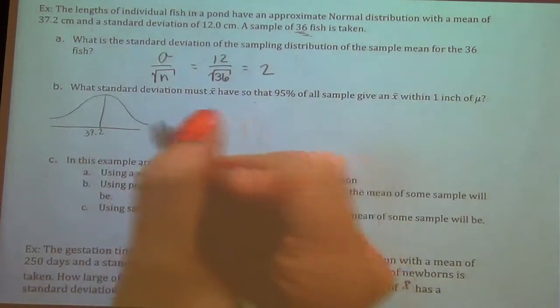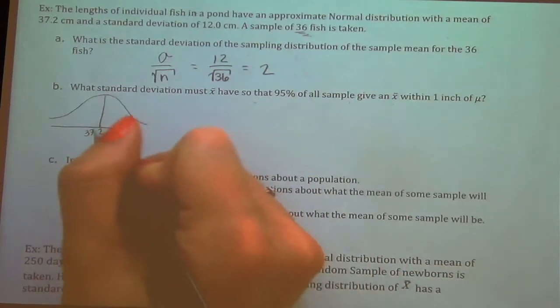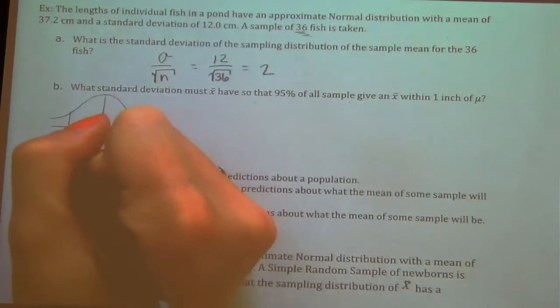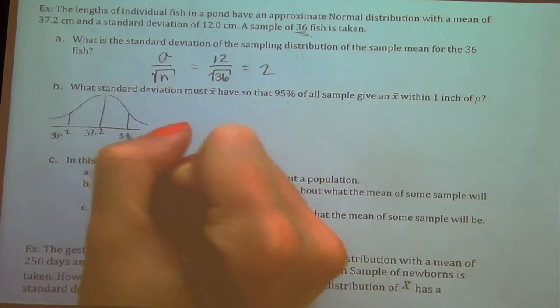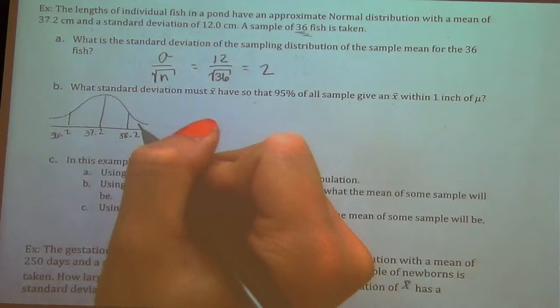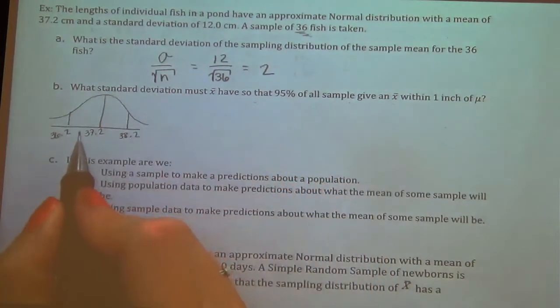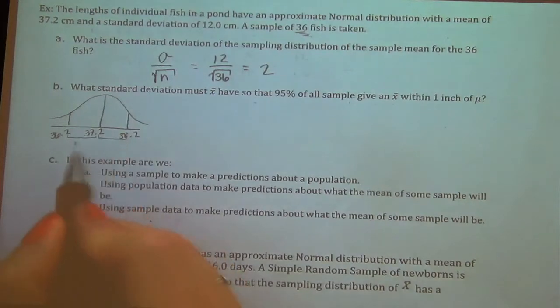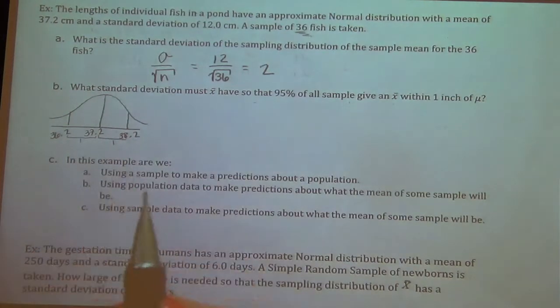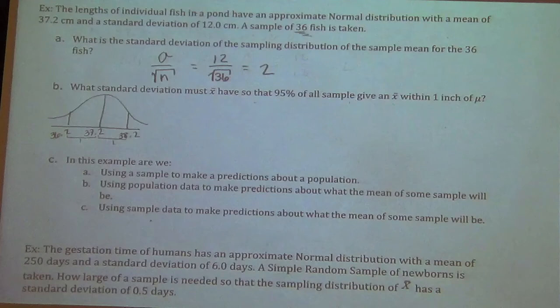Okay, I know that if I'm within 1 inch of the mean, then that would be 36.2 over here, just subtracting 1, and 38.2 over here, just adding 1. So I know that in between here, this is 1 inch, right? So I have 1 inch, 1 inch. Okay, so now we have kind of the thinking part.